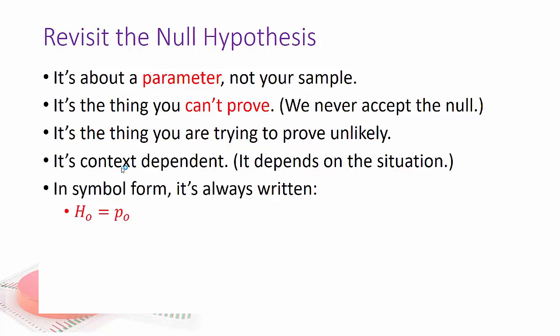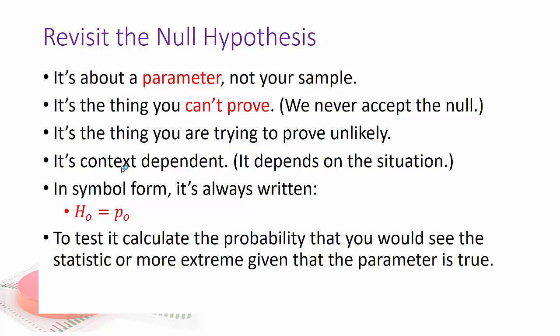And in symbol form, it's always written as an equality. H naught equals P naught. To test it, calculate the probability that you would see that statistic, or more extreme, given that the parameter is true. So what we're going to do is take our sample and say, if P naught is the actual value, what's the probability I would see what I saw just from random variability?